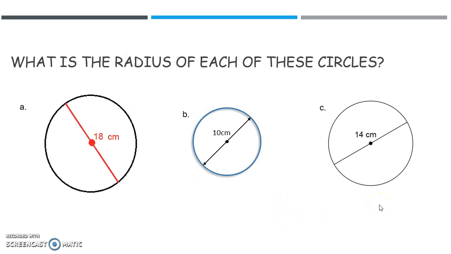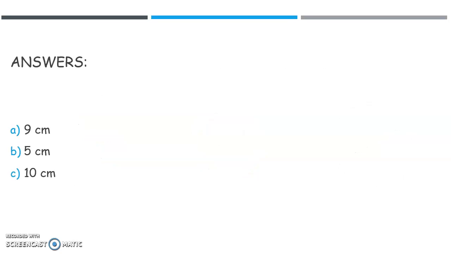Okay? So again, I just want you to pause the video now and find the radius of each of these circles, because we have diameters written for us this time. We have circles that have diameters of 18 centimeters, 10 centimeters, and 14 centimeters. So pause the video now and give these a go. And here are your answers here. You can correct them yourselves.